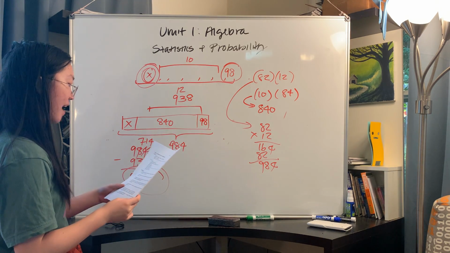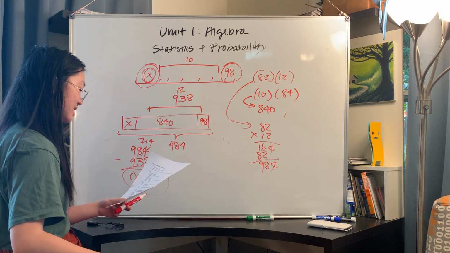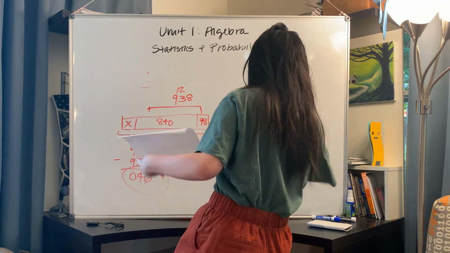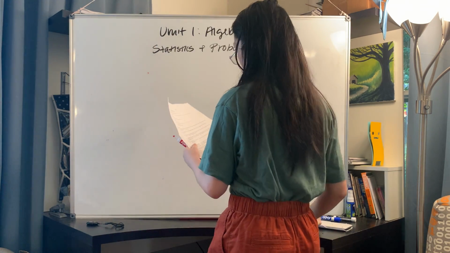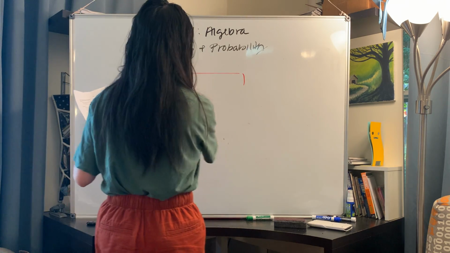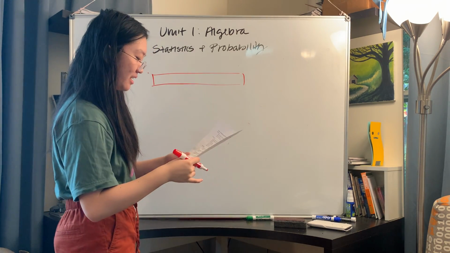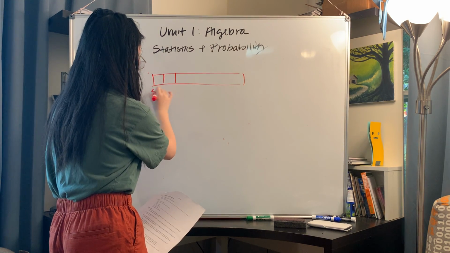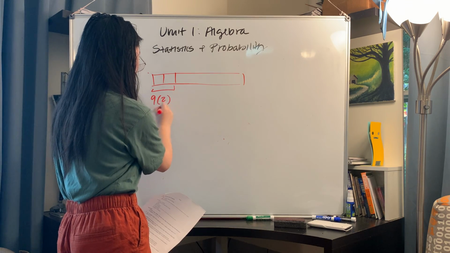Fifth problem, what is the average of 7 numbers if the average of the first 2 is 9 and the average of the last 5 is 16? Well, right, so we have 7 numbers here. So this whole bar represents the sum of those 7 numbers. And we know that the average of the first 2 is 9. So here are the 2 numbers, and their average is 9, which means that their sum is 9 times 2, or 18.